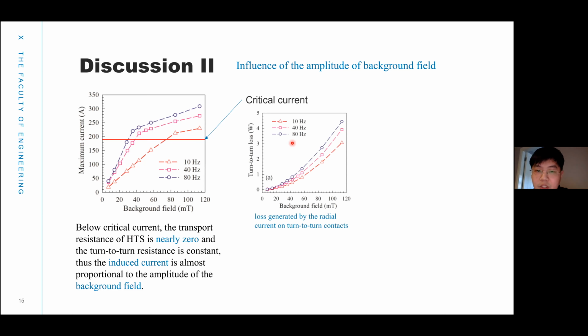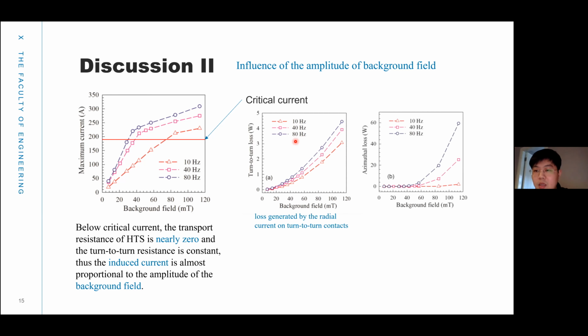This is the turn-to-turn loss part, generated by the radial current on the turn-to-turn contact. We found that when the background field increased, the turn-to-turn loss increased at different frequencies. And this other loss part is generated by the transport current.